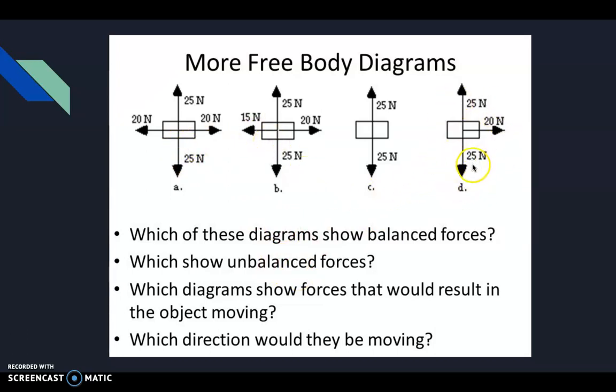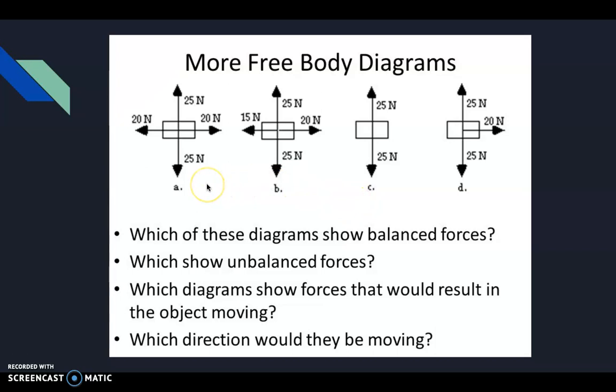Okay. And so which show unbalanced forces? That would be all the other ones, because even this one here, I subtract 25 and 25 for 0, but I still have a vector acting on this side, so I have 20 newtons. When you see the vector, it's not necessarily that this side is where the force is coming from, but it's where that object is moving. So this object is moving to the right, this way, if you're looking at it.